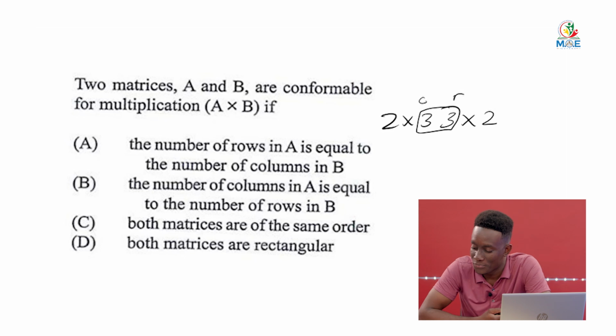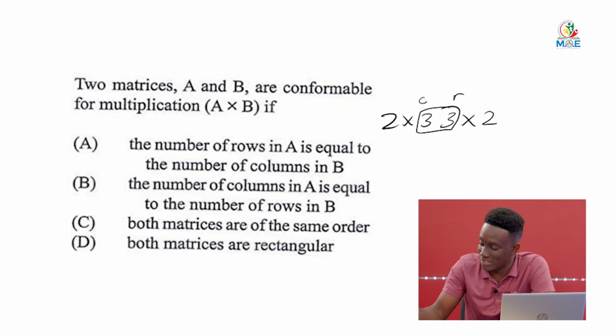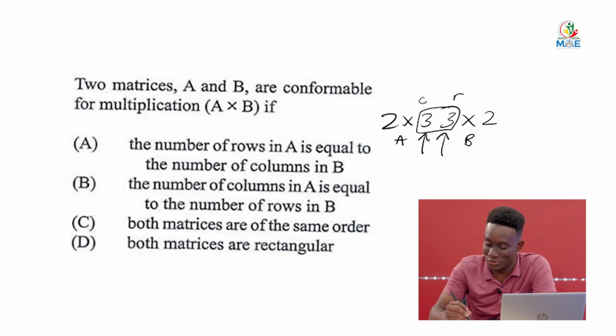So let's call this A, let's call this B. The number of rows in A is equal to the number of columns in B? No, we're not dealing with the number of rows to see if they are compatible. Let's go with the number of columns in A is equal to the number of rows in B. Indeed, that is true, so our answer is B.